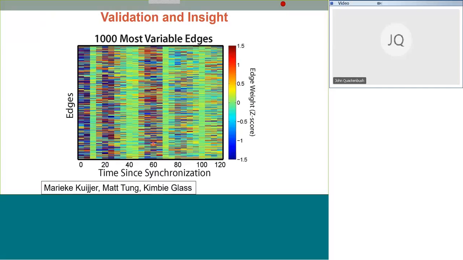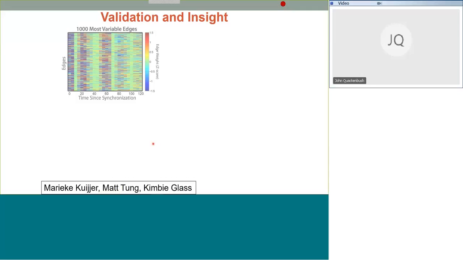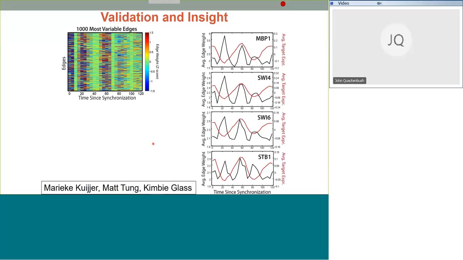So this is showing a heat map where each column is a different time point, and each row is an individual edge, not an individual gene. And we can see the 1,000 most variable edge weights oscillating over time. When we looked at those edge weights, there are actually 4 transcription factors that were highly represented, all of which are known to be associated with the cell cycle. And when we looked across the edges of their targets, what we found was that their target genes also oscillated.